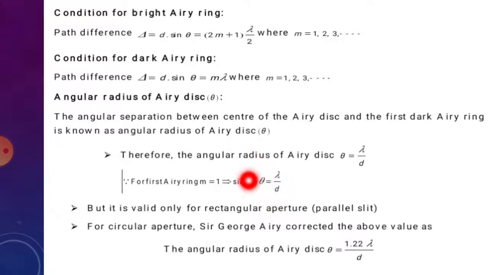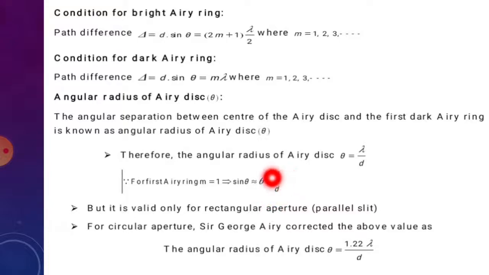So, this theta gives the angular separation between the center of Airy disk to first minima. This is also known as the limit of resolution. This gives the limit of resolution, or the angular separation between the center of Airy disk to first dark ring. So, theta is equal to lambda by d. But this limit of resolution is valid only for rectangular apertures, that is, parallel slits only.